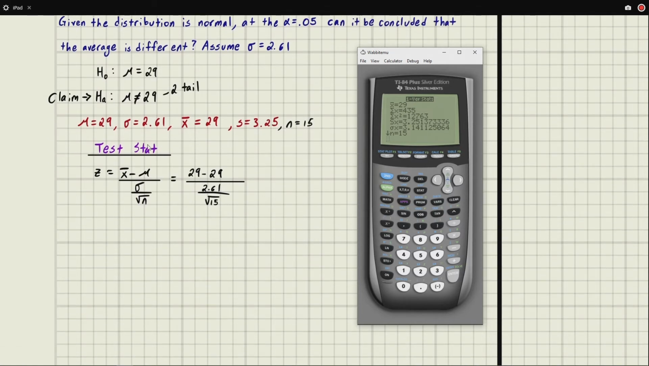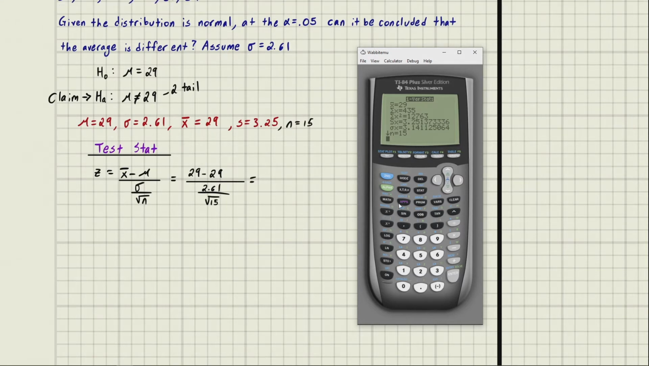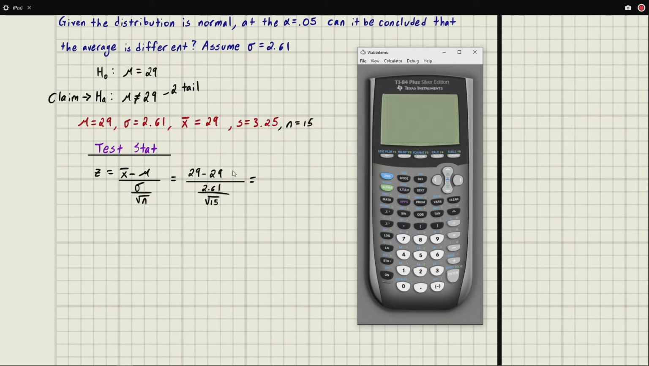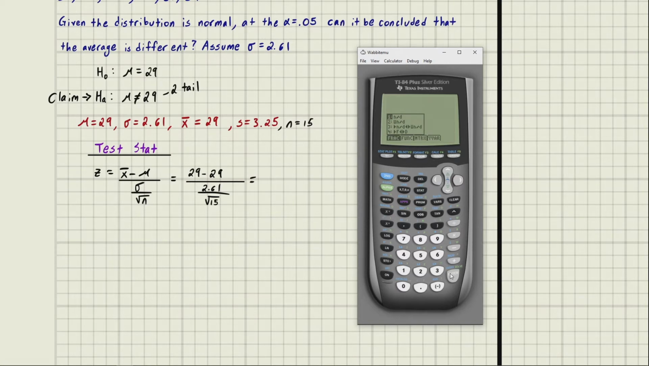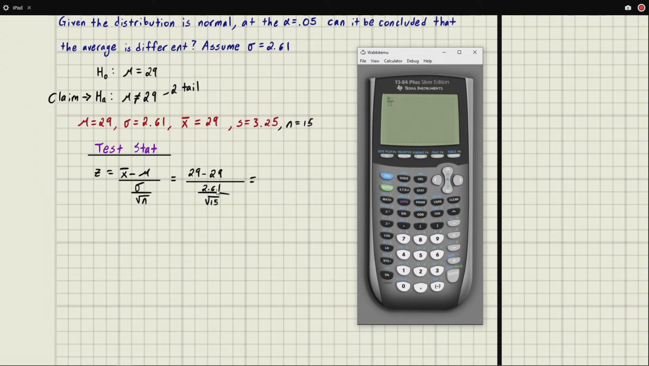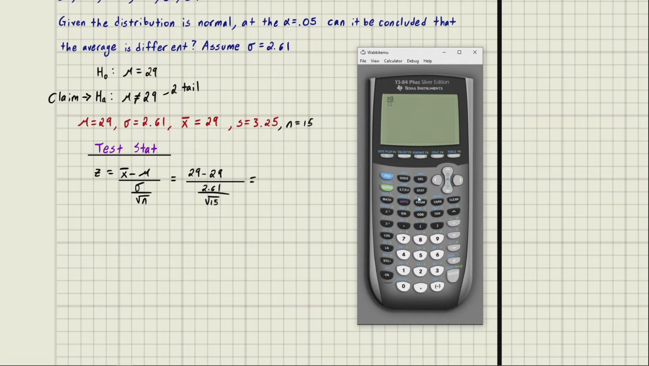So doing this, we could plug this in the calculator. We will get out a test stat. Let's go ahead and find this out. We're just going to enter this in the calculator. We're going to go to the front, and just put in a fraction here: 29 minus 29, that's 0. 0 divided by anything is going to be 0. So our answer will be 0.